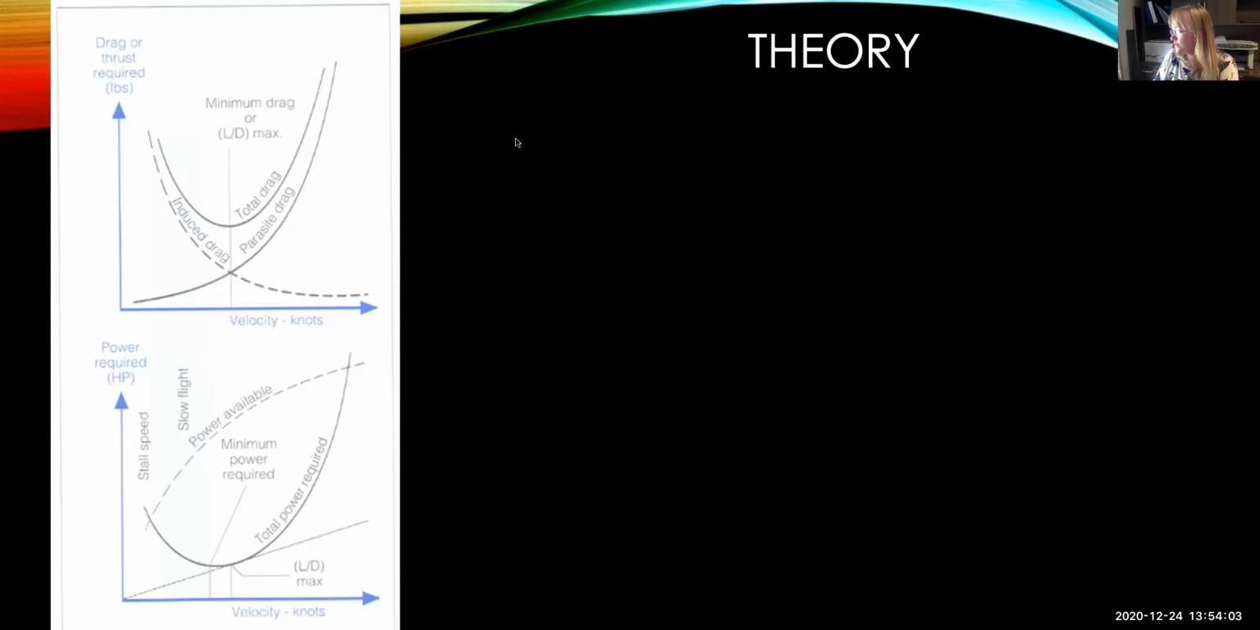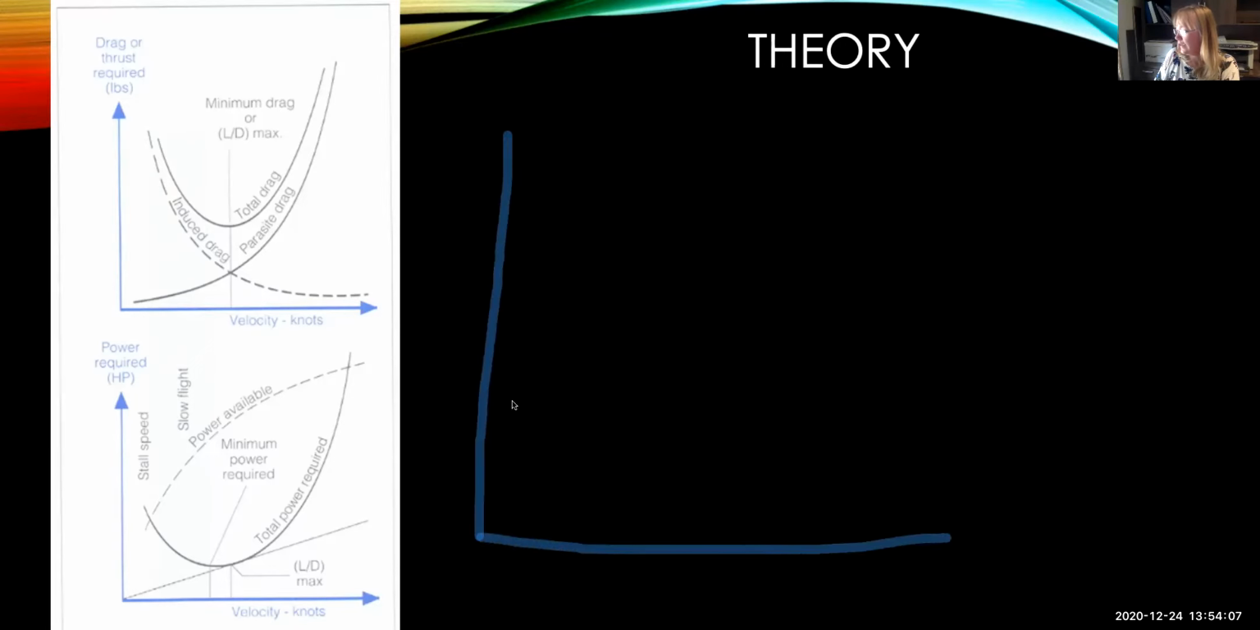Okay, so let's see if we can do this one. You're drawing the graph and you're labeling the graph. If this is drag on the y-axis heading up here, and this is velocity on the x-axis heading down here, yes, I am fully aware that they can look at these graphs at the same time. That is okay, because they will follow your marker.